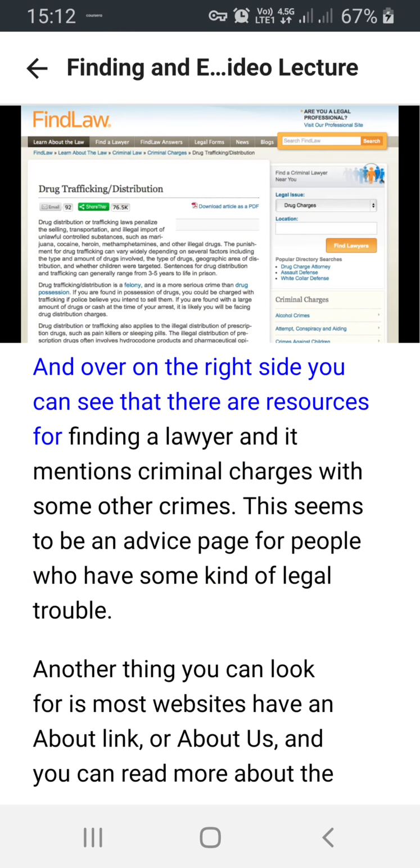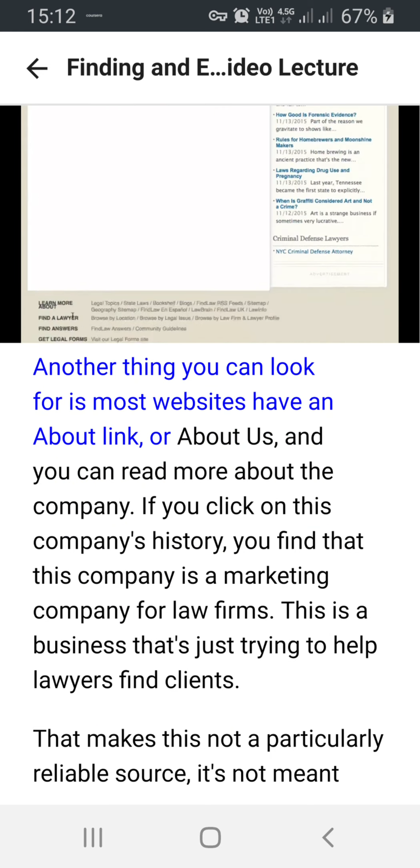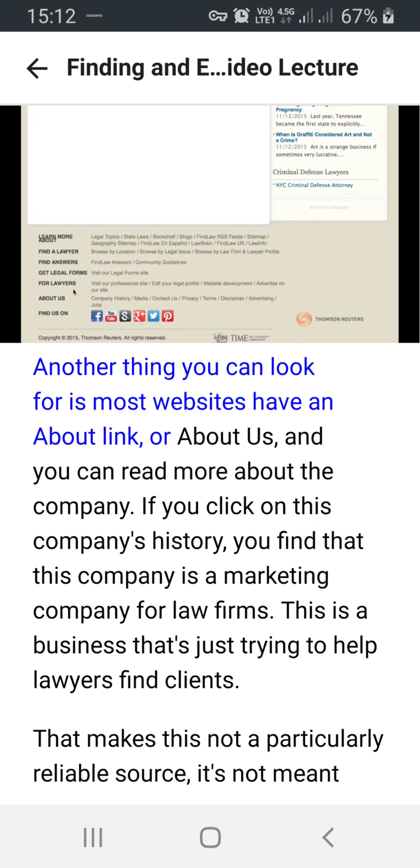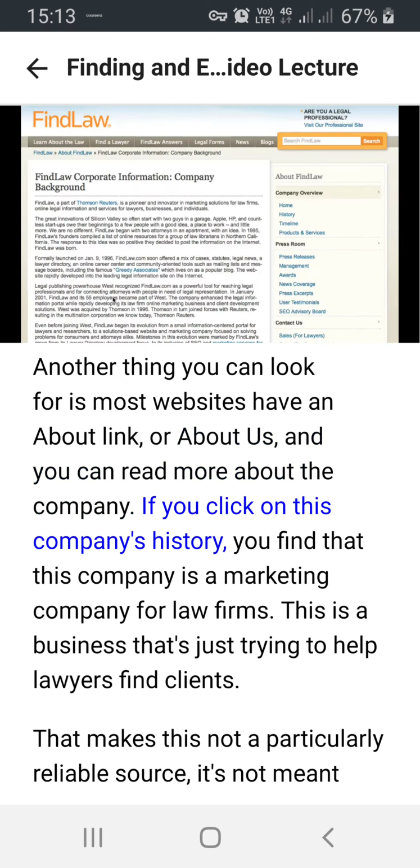And over on the right side, you can see that there are resources for finding a lawyer. And it mentions criminal charges with some other crimes. This seems to be an advice page for people who have some kind of legal trouble. Another thing you can look for is most websites have an About link or About Us, and you can read more about the company. If you click on this company's history, you find that this company is a marketing company for law firms.